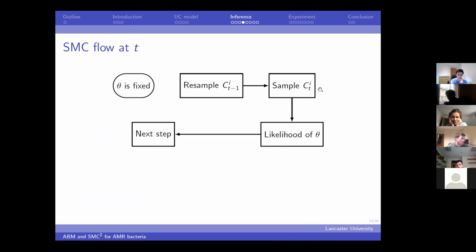So if we want to look at the flow of a general time step t, just to stress this, in an SMC we have a parameter that is fixed. Before actually performing the time step t, we resample our latent process, then we sample a new latent process at time t, then we estimate the likelihood up to time t, and then we go to the next step. But of course, here theta is fixed, so we are not really inferring the parameters. So ideally, we would like also a technique that tells us if we want to keep or if we want to sample some new thetas.